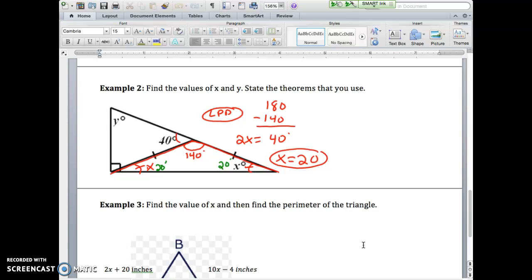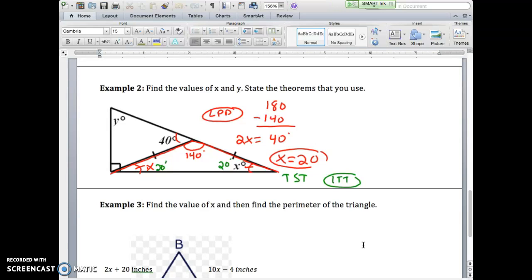And so that was the triangle sum theorem and the isosceles triangle theorem, ITT, to do that. I was using the fact that all three would add to 180, and I knew those two would be congruent because it's an isosceles triangle.